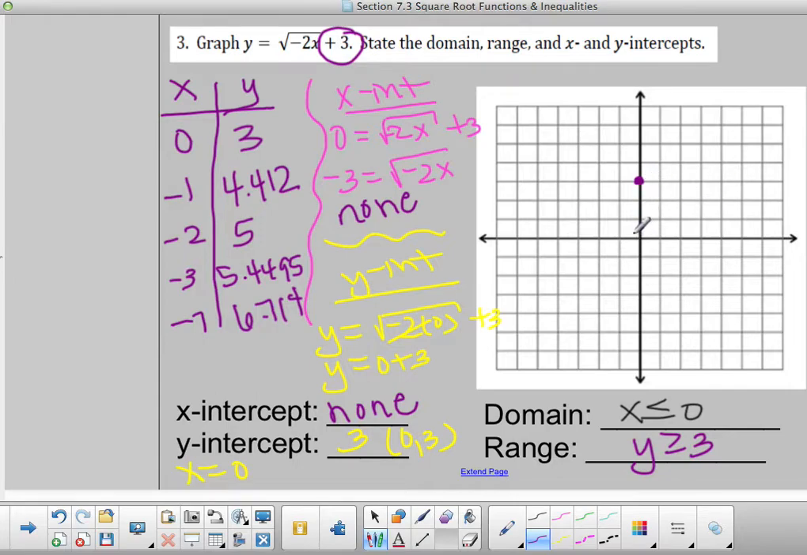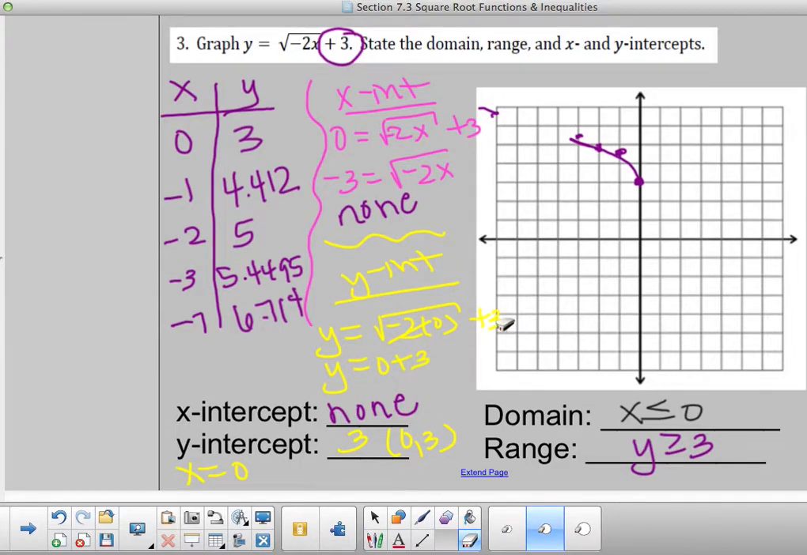So I have 0, 3. I have -1, 4.412. -2, 5. -3, 5.4. -7 was 6.7. Okay, so then I would go ahead and I would ask myself, oops, that got a little messy. I would ask myself, is this the same shape that I had when I did my first one on the front, the very top of this note sheet? It is the same shape. Okay, the only difference is it's flipped around.